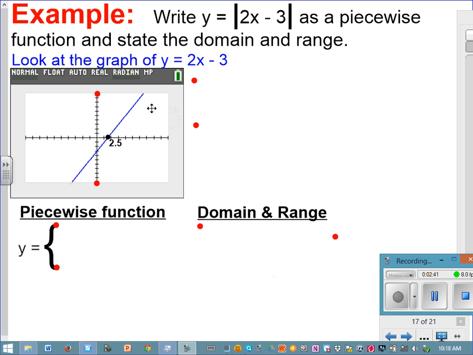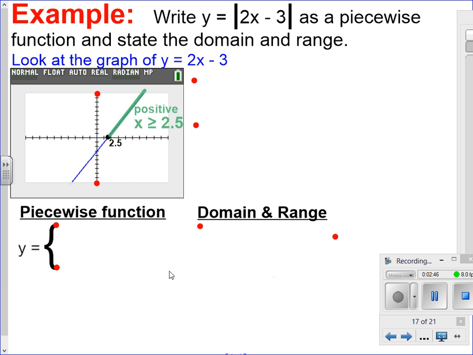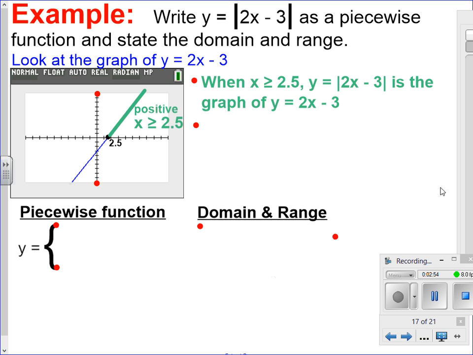So you can see here I've graphed the line y equals 2x minus 3, and let's examine it. First of all, it has a positive piece, and the positive piece occurs when x is greater than or equal to 2.5. So when x is greater than or equal to 2.5, the graph of the absolute value is just the graph 2x minus 3. So that means that the positive piece is just 2x minus 3 when x is greater than or equal to positive 2.5. The negative piece, however, occurs when x is less than 2.5.